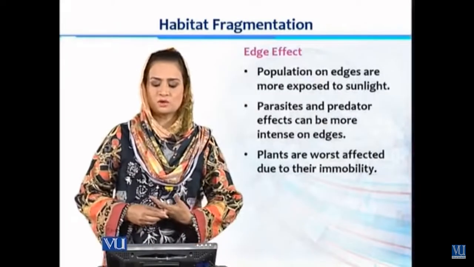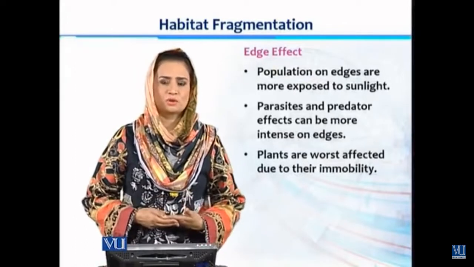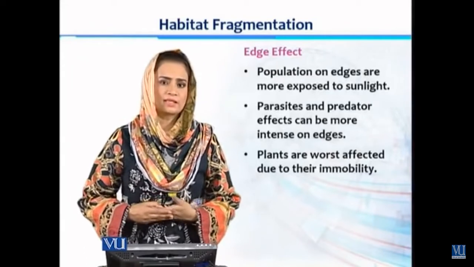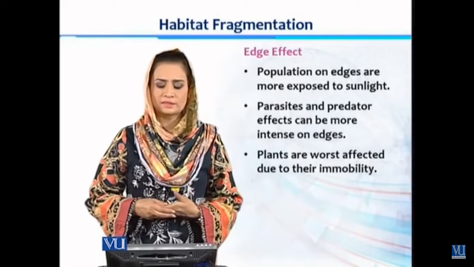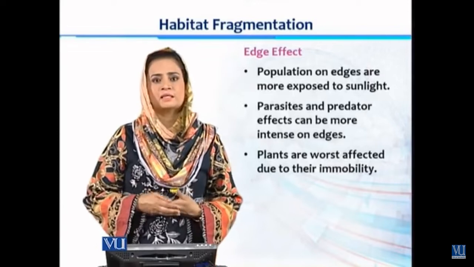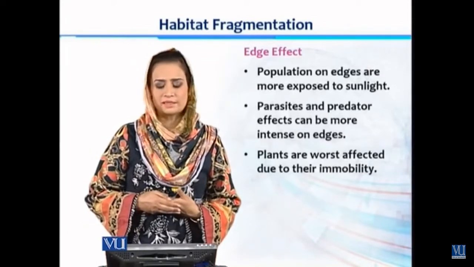For example, populations on the edges are more exposed to sunlight, so they face trouble with thermoregulation. That is one thing. The other thing is that there could be thinning of the forest. The types of plant species present on the edges might not be suitable for the animal species living there. There could also be more parasitic effects; parasites and predators can be more harmful and dangerous on the edges of a habitat as compared to those hidden in the interior of that fragment.